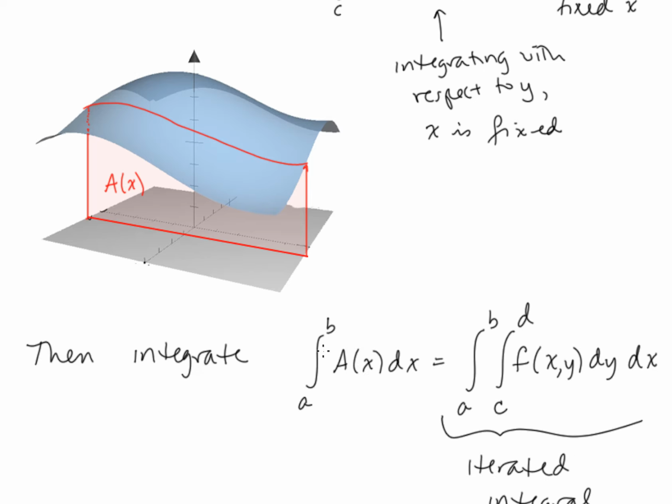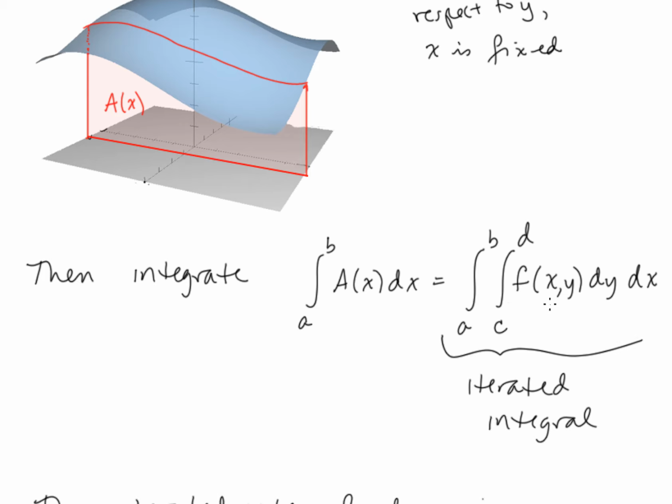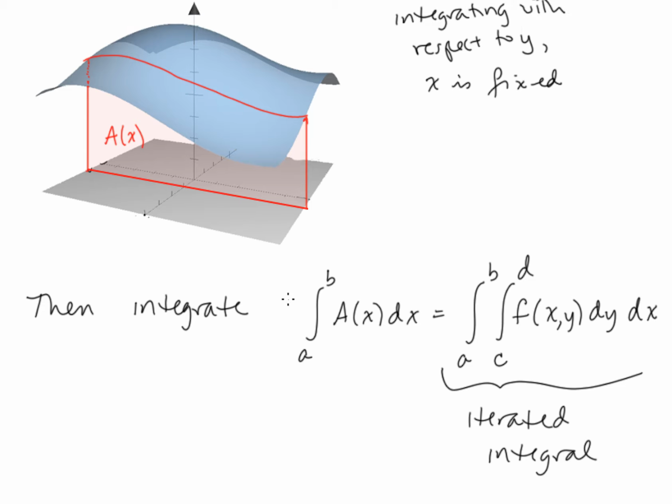So let's integrate these areas over x. What that looks like is this iterated integral here. First we integrate on y, which ranges from c to d, and then once we make that computation, we integrate that result on x, and x goes from a to b. That's the iterated integral. Now the way I've described it here, it seems like that gives us also the volume that we're looking for. And in fact it does.